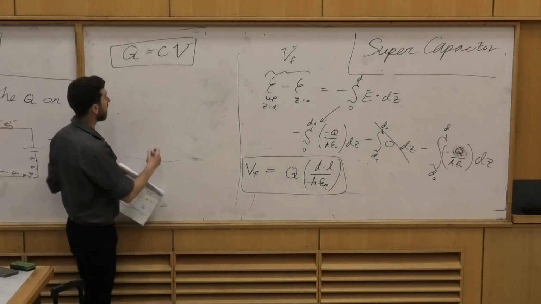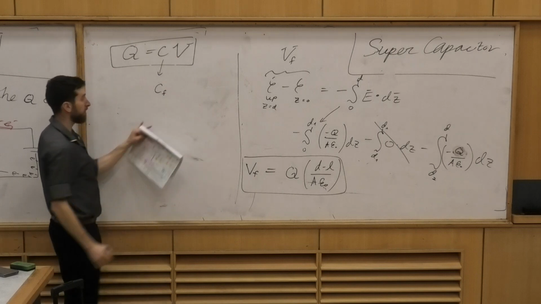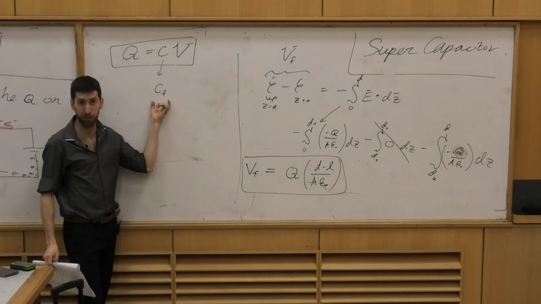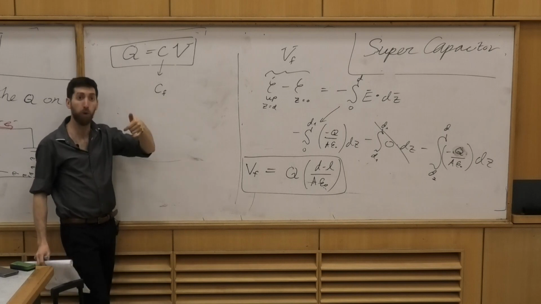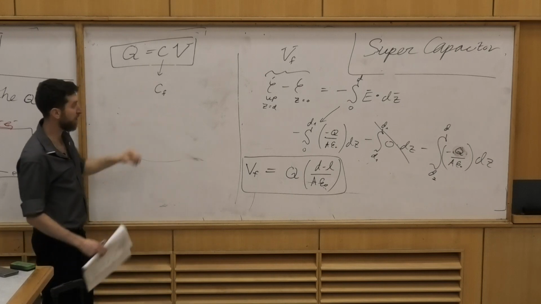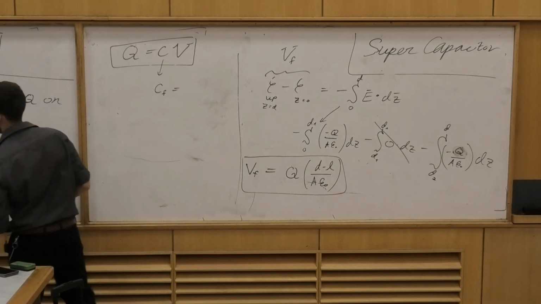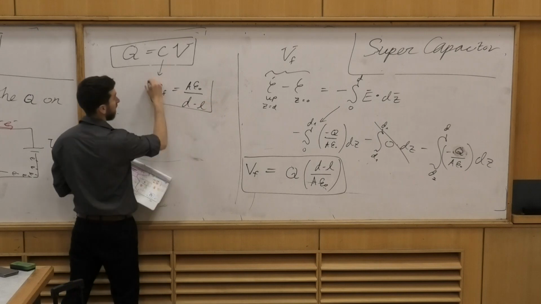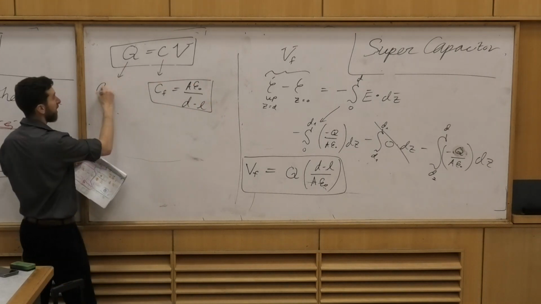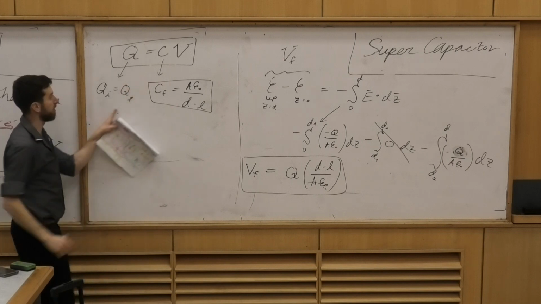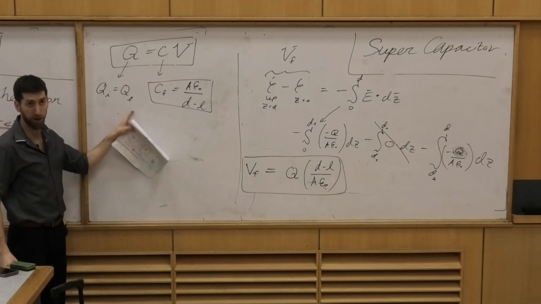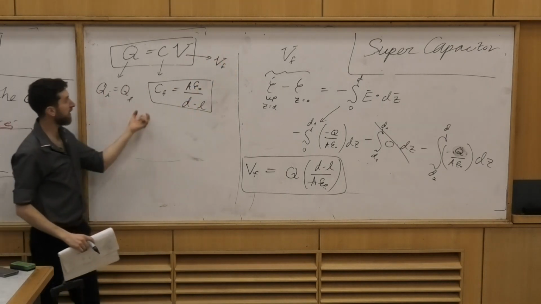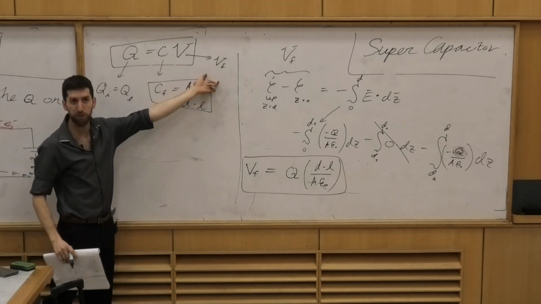Okay, so what I want to tell you is, we know C final, right? We just found it previously: sum up the 1 over the capacitance and then flip it again, right? We found it. What was it? It was A epsilon naught divided by D minus L. And we know that the charge did not change, right? Qi was equal to Q final. This is not changed during the process. So what can we say about the voltage? We could just take Q divided by that and have the final voltage.